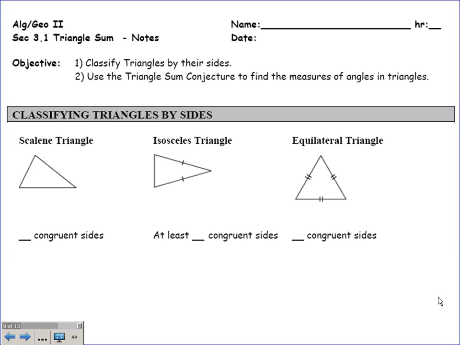Excellent. So we're going to classify triangles by their sides, talk about angles. We'll keep doing this. I'm going to try making this really quick for you guys today. You guys can have some time to work on your assignments, etc.